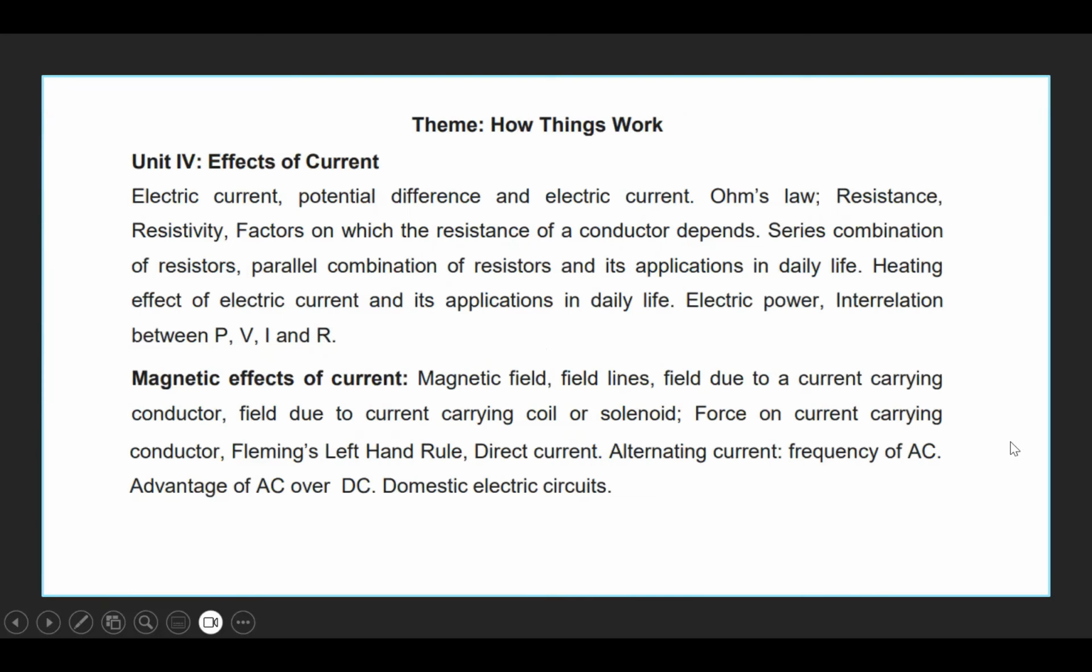You can see there is also a last line which says alternating current, frequency of AC, advantage of AC over DC, and domestic electric circuit. This is usually neglected by the students. So that's why I'm showing you the syllabus sheet.